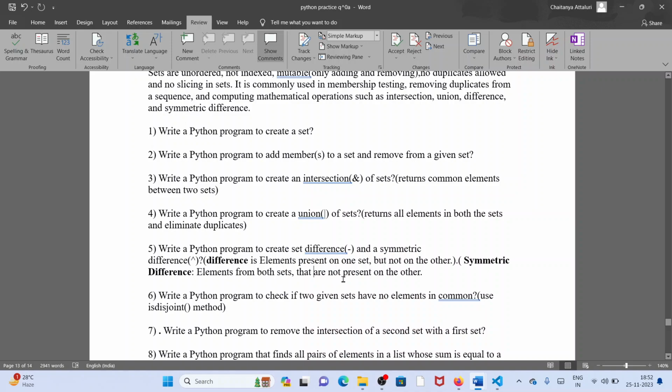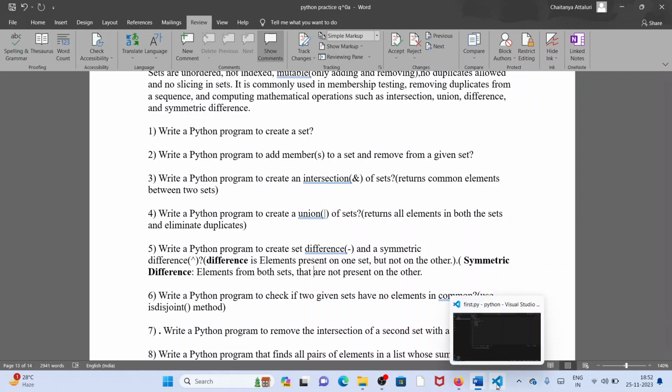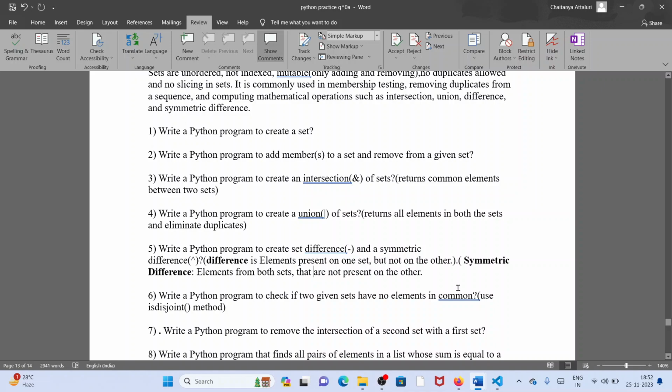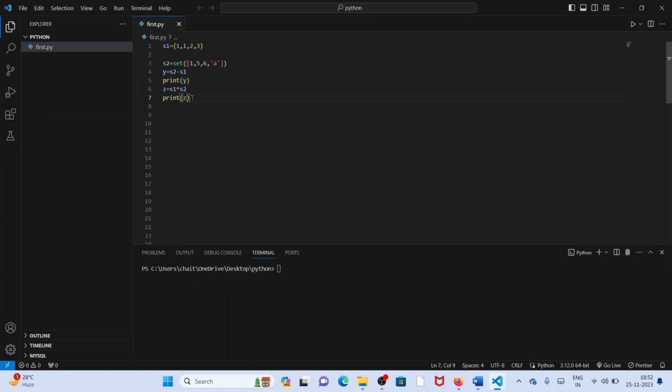Intersection returns common elements between two sets, whereas symmetric difference returns elements from both sets that are not present in the other. So common elements won't be written. Except common elements, all other elements can be written in the symmetric difference, whereas in difference, only the elements present in one set but not the other. We'll see with an example. And remember the symbols for difference and symmetric difference.